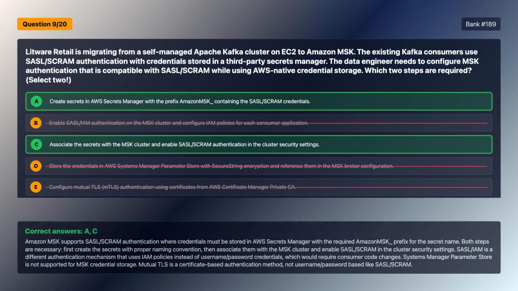The correct answers are option A and option C. Amazon MSK supports SASL/SCRAM authentication, where credentials must be stored in AWS Secrets Manager with the required AmazonMSK_ prefix for the secret name. Both steps are necessary. First, create the secrets with the proper naming convention, then associate them with the MSK cluster and enable SASL/SCRAM in the cluster security settings.